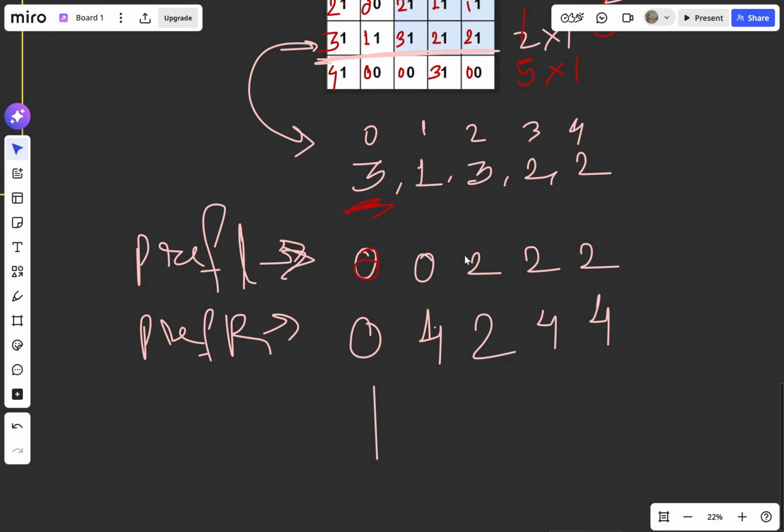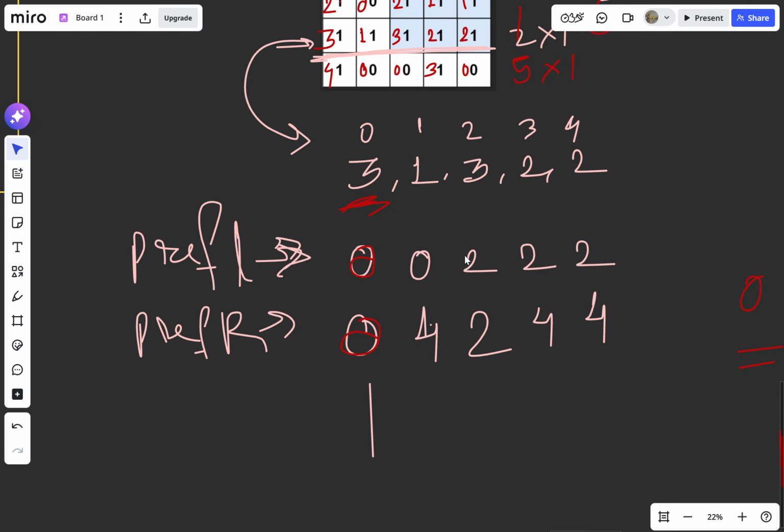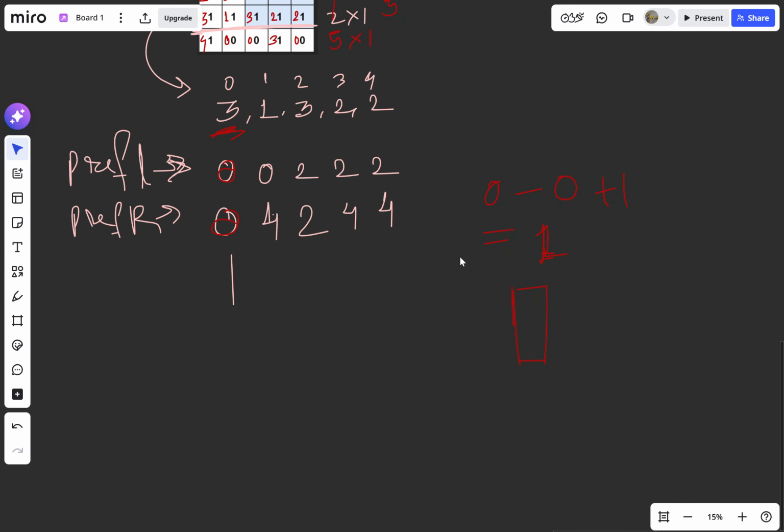So how many indexes are there? 0 and 0, so the difference between them, 0 minus 0 plus 1, is equal to 1. So this type of rectangle we will get. In this case we have only 1 as the length, and our height will contain 3 blocks, so this will be the 3 by 1 case. So we will get a rectangle with an area of 3.